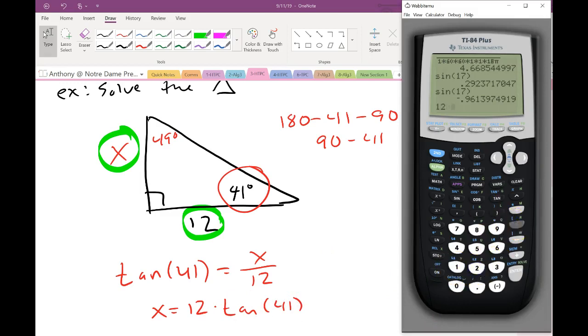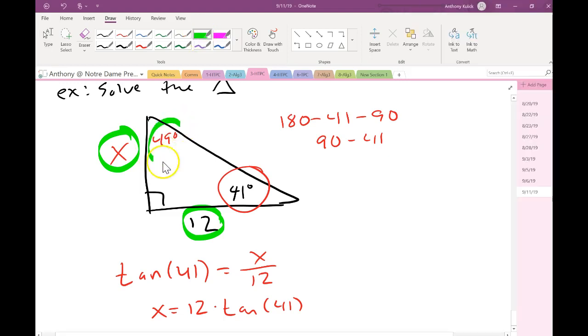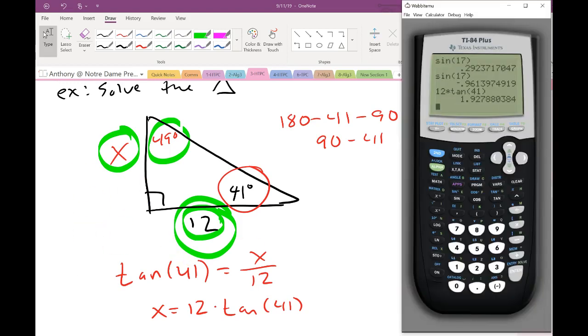So if I type in 12 times tan 41 and press enter, does this answer make sense? It is awfully small, right? If I look at this angle, it's 49. That side length is 12. This is only a little smaller angle, but I got a massively smaller answer. What do you think is wrong here? I'm in the wrong mode.